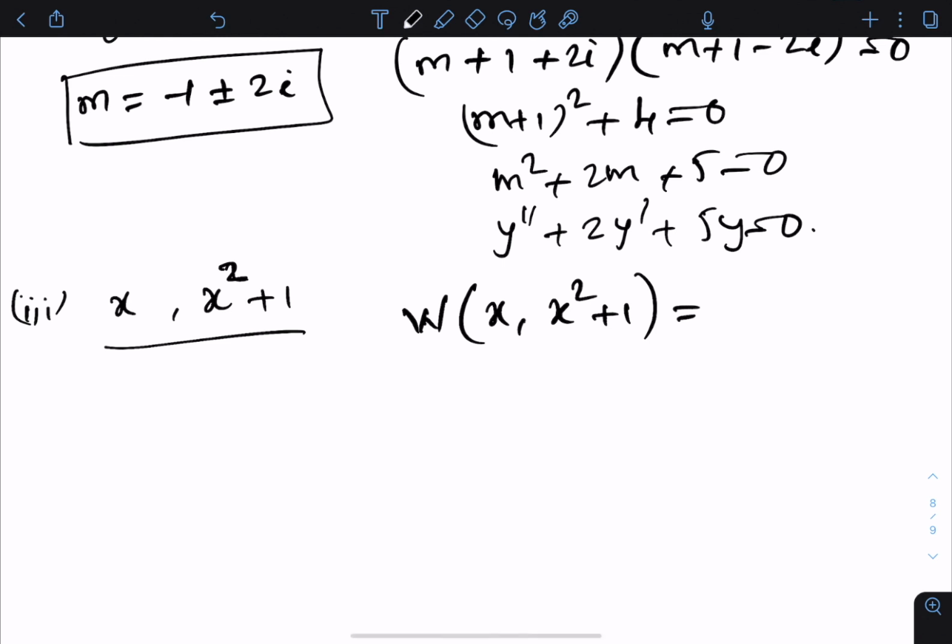So the Wronskian of x and x square plus 1, if you compute it, you will get x square minus 1. Up to now, all the Wronskians that we computed were constants which were independent of x. Now we are getting something different. So is this non-zero? This is not always non-zero. It is non-zero only for x not equal to plus or minus 1.